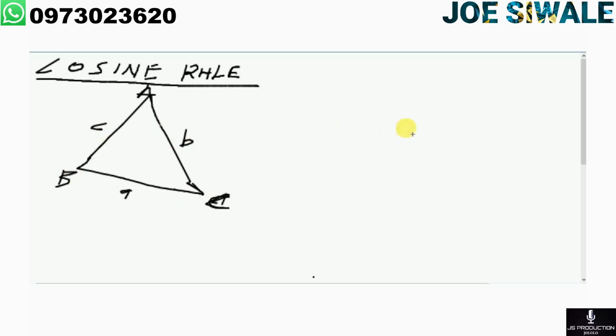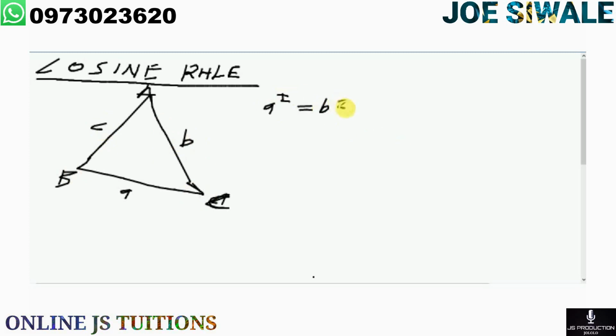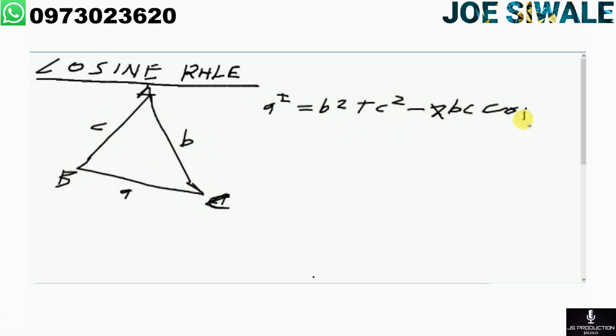And the general formula that we use is a squared is equal to b squared plus c squared minus 2bc cos A. So this is the cosine rule formula. So you start by saying first a squared is equal to b squared plus c squared minus 2bc. So these two, the b and the c, then cos A.